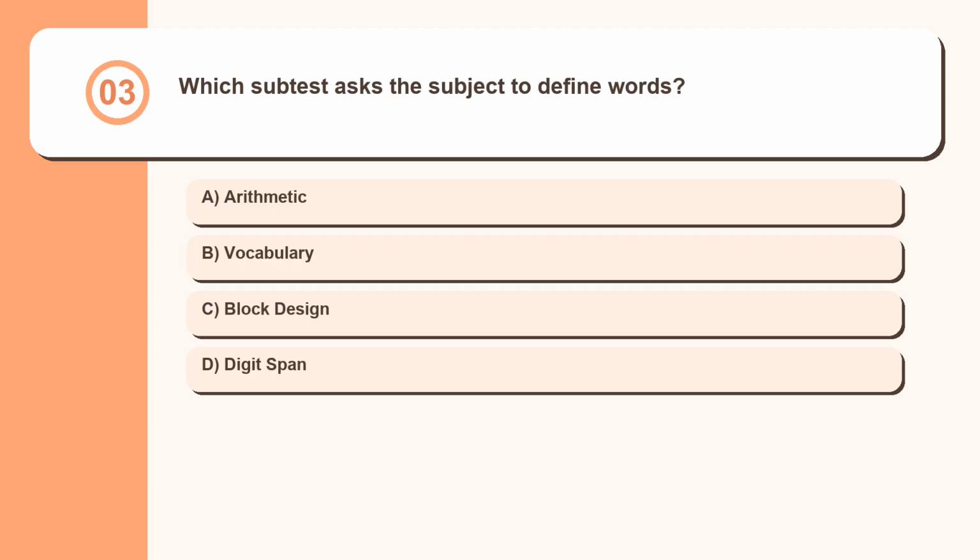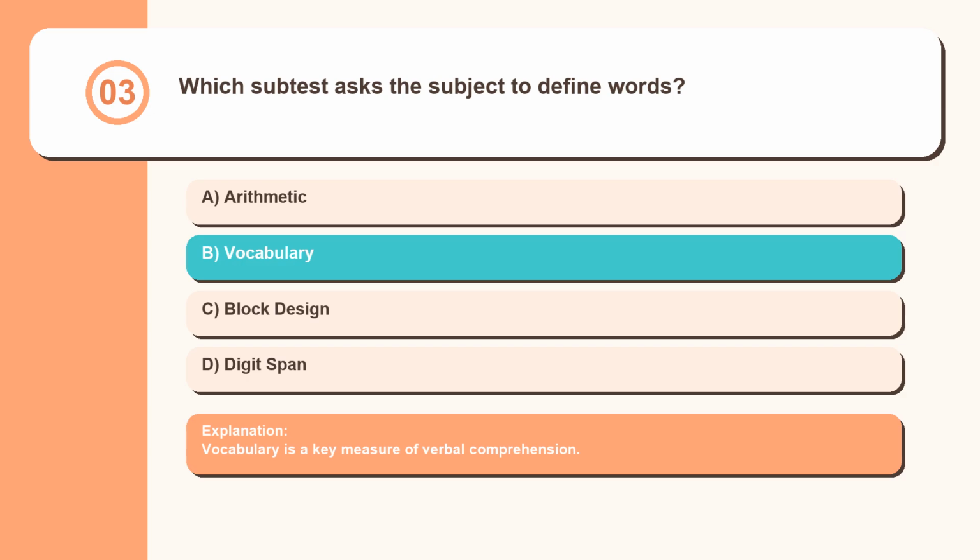Question 3. Which subtest asks the subject to define words? Arithmetic, vocabulary, block design, digit span. Vocabulary is a key measure of verbal comprehension.